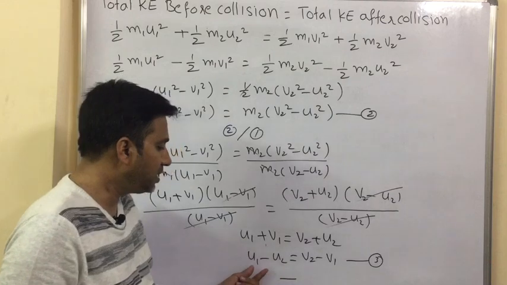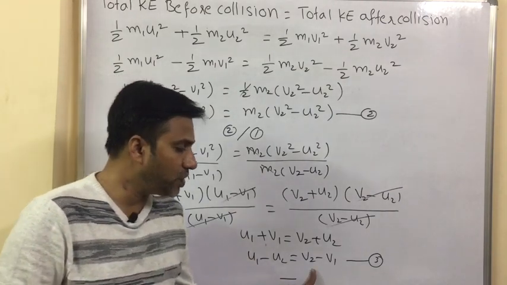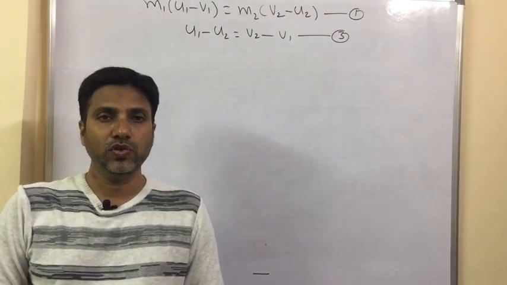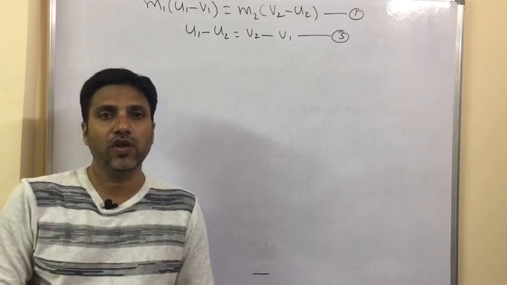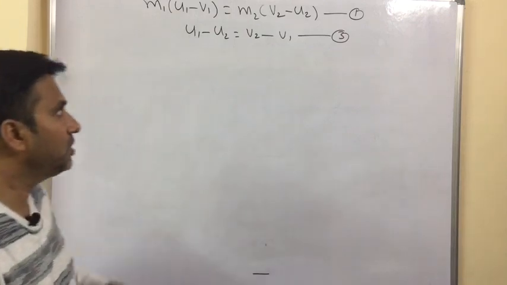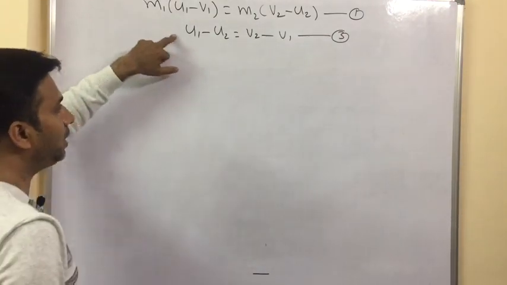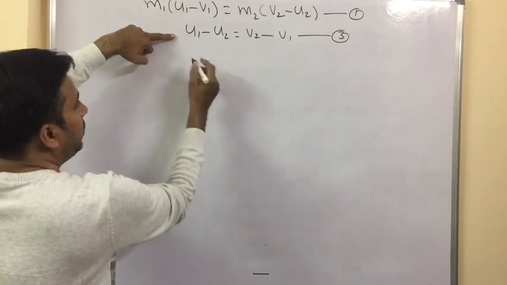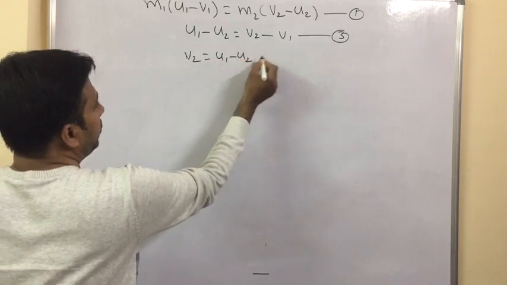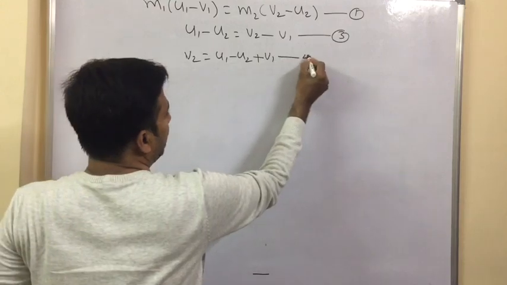From this equation we can say that the relative velocity of approach before collision is equal to the relative velocity of separation after collision. Now we have to find the values of the final velocities, that is the v1 equation and the v2 equation. To find final velocities we consider equation 1 and equation 3. From equation 3 we find the value of v2. Therefore v2 is equal to u1 − u2, and if you write this on the other side it becomes plus v1. Make this equation number 4.